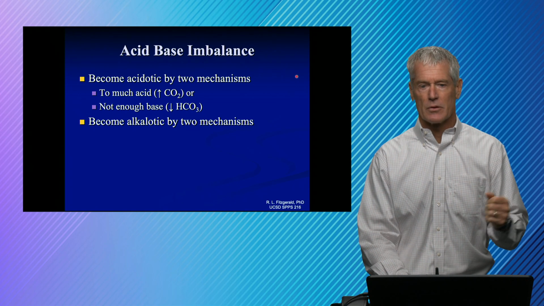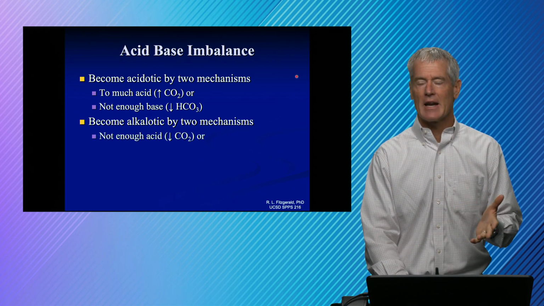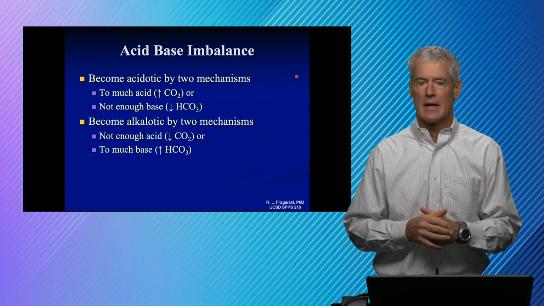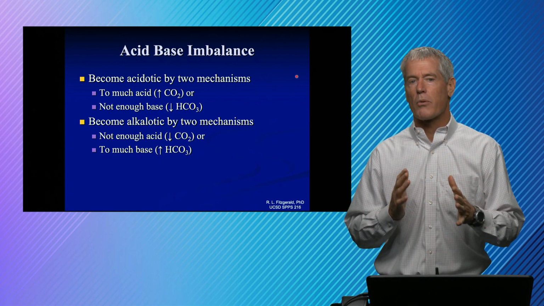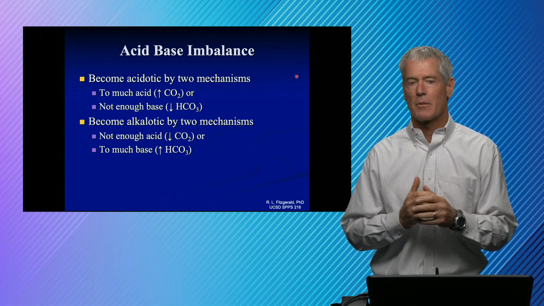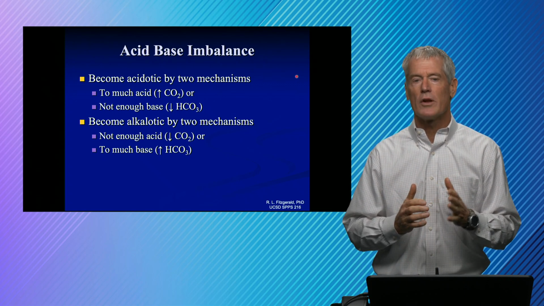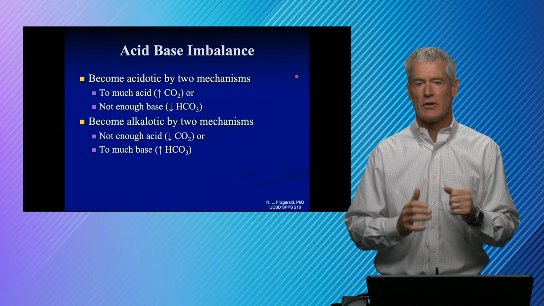On a very similar side, you can become alkalotic by the same two mechanisms, either by having not enough acid, and that's going to be respiratory, or having too much base. And so that would be an excess of bicarb. And we're going to talk about that. There are primary problems in all of your patients, and so that's really the trick, is figuring out what is the primary issue, and once you figure out the primary issue, you can look to see if they're compensating.